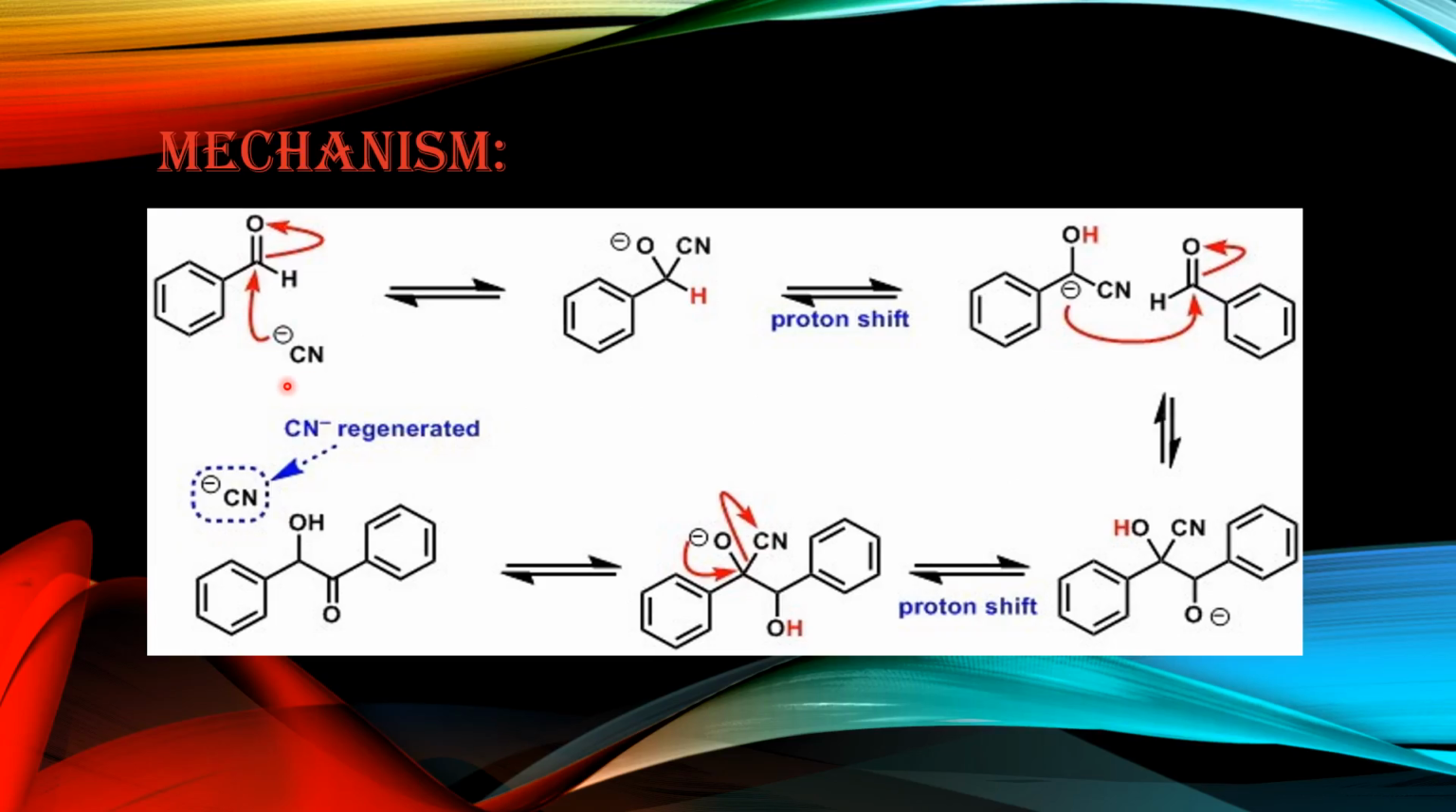Here we can see that the CN negative is attacking the aromatic aldehyde, and we get this as the product. And after a proton shift we get this, and after this reaction we get this, and again after a proton shift we got this, and finally we get our product and CN negative back. Now proceed further.